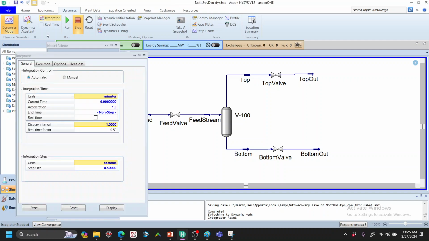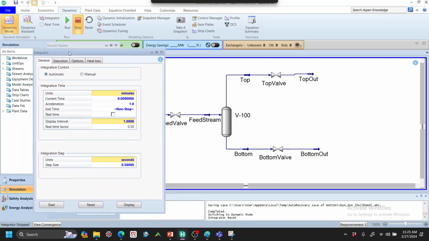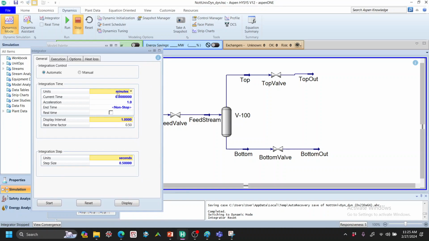Click the integrator, and then you can see the units is now in minutes by default. The current time is zero, acceleration is by default one. There is no end time, non-stop. So you can specify any, you can stop it after 10 minutes or 1 minute, whatever, but now it's non-stop.